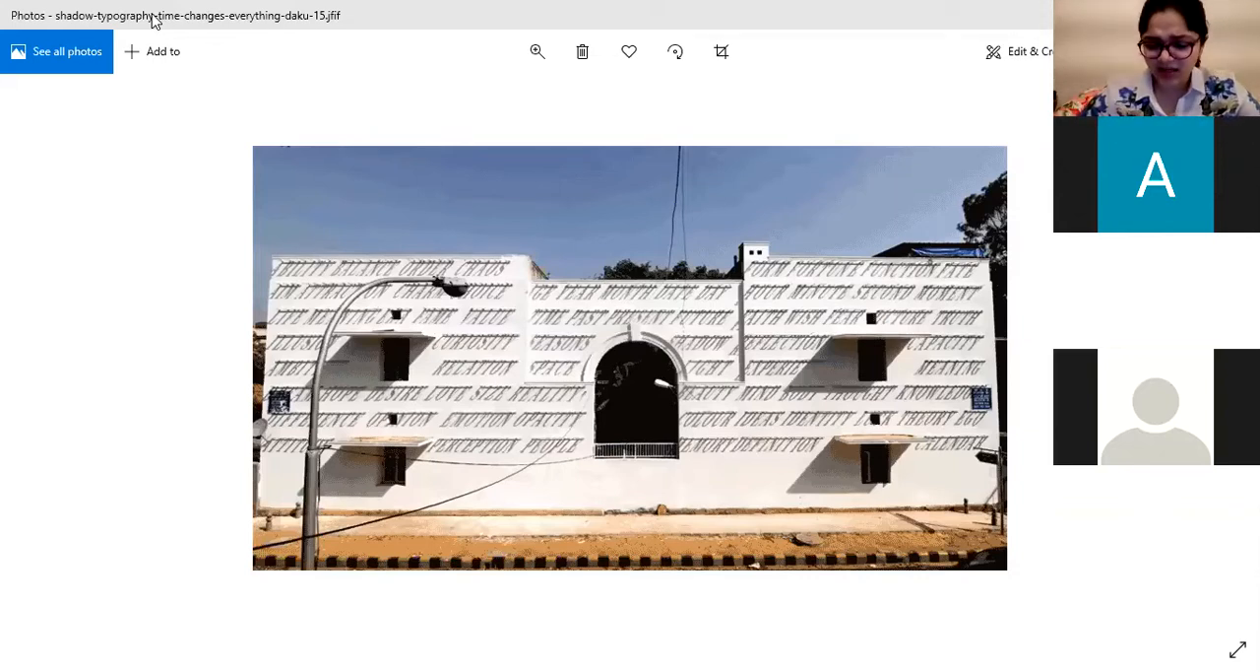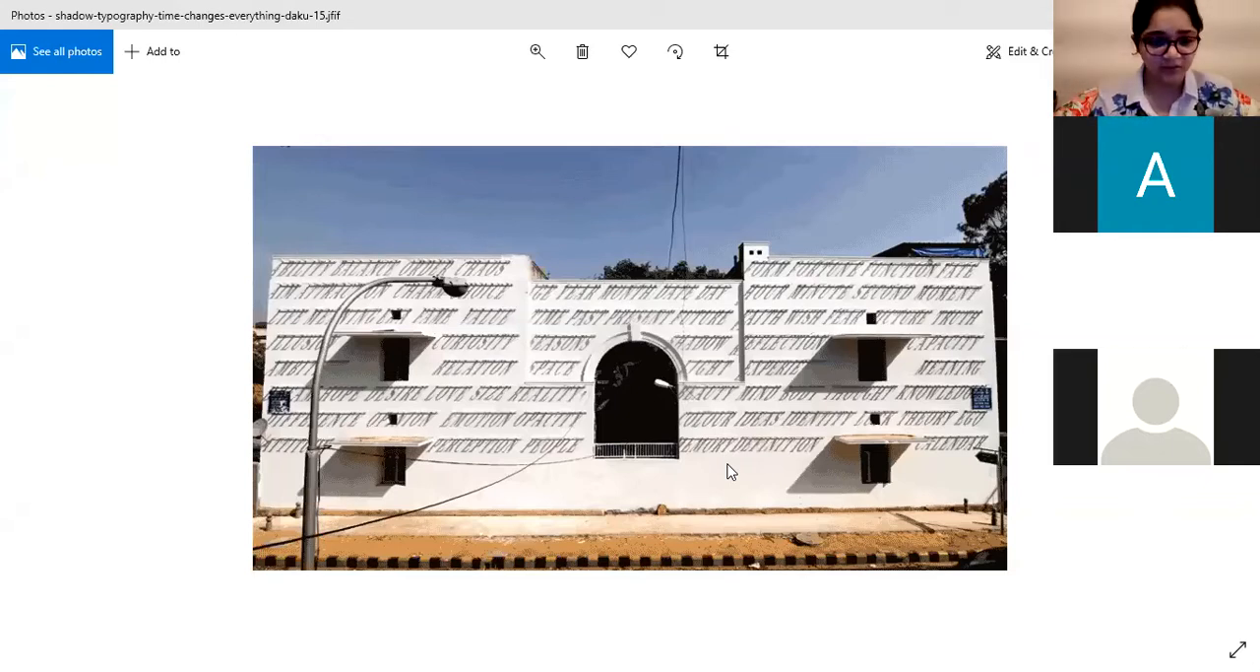So, fun stuff. You can find him wherever, but there's not a lot of literature on him as such. This is a piece that he made in New Delhi, Lodhi Colony. It was not commissioned actually, it was the Indian street artists coming together and artifying places. This piece in specific, I really enjoyed. It's called Time Changes Everything.